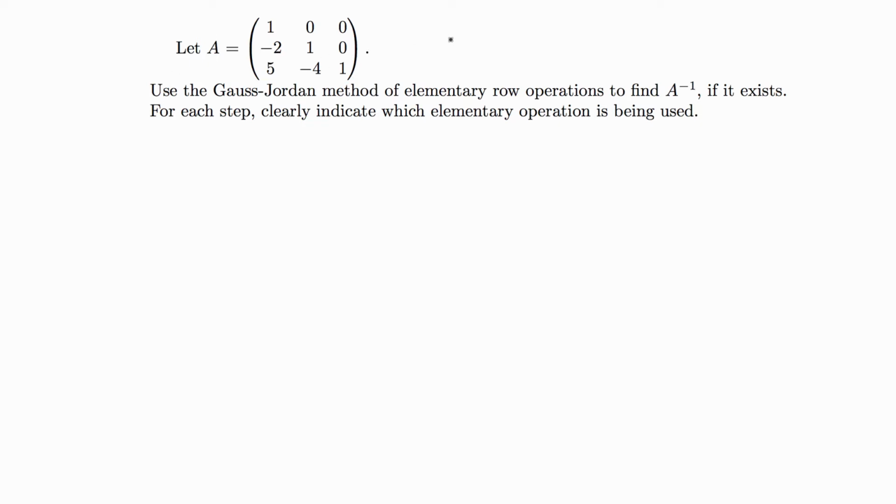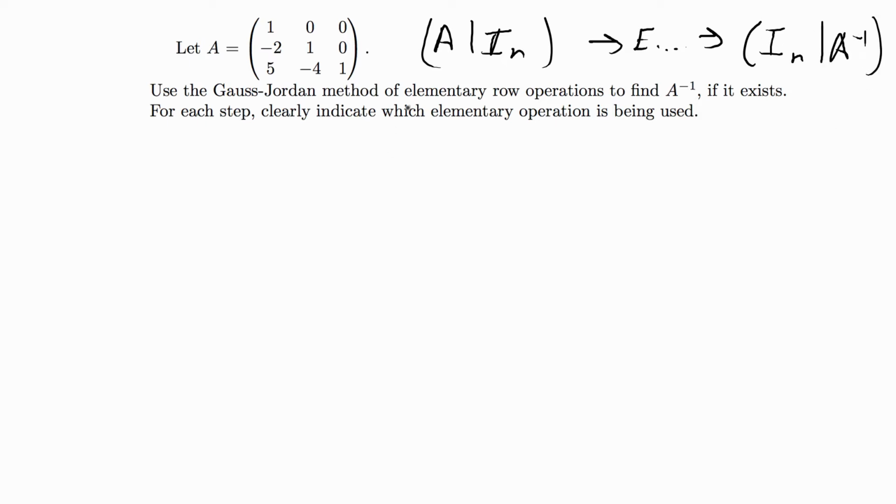So the fastest way to solve this type of problem is to rewrite this matrix as an augmented matrix, A augmented with the identity matrix. Then you perform your elementary row operations, and if A inverse exists, at the end of these elementary row operations you'll have the identity matrix on the left, and on the right hand side you'll have A inverse. Okay, so let's go ahead and get started.